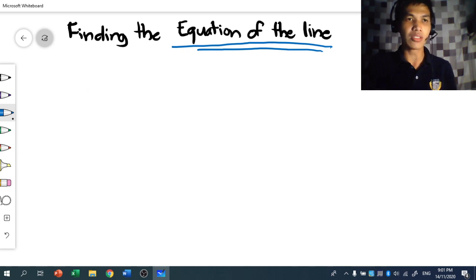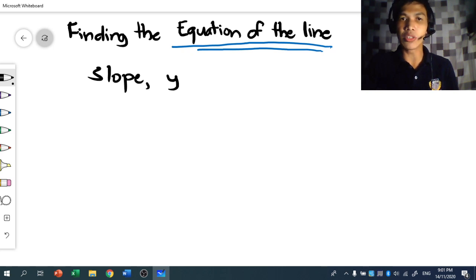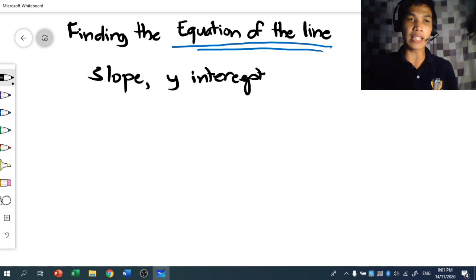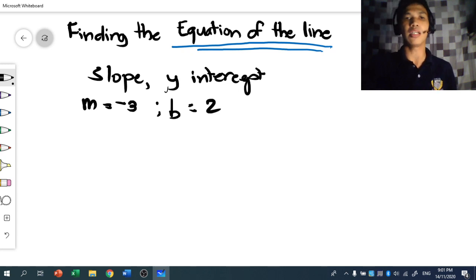I will be using the slope and your y-intercept. So what if those two are given in order to find the equation of the line? So let's have an example. What if m, again, m is for slope, m will be equal to -3 and your y-intercept or your b, sorry for that, your b is equal to, let's say, 2. So m is -3 and b is 2.